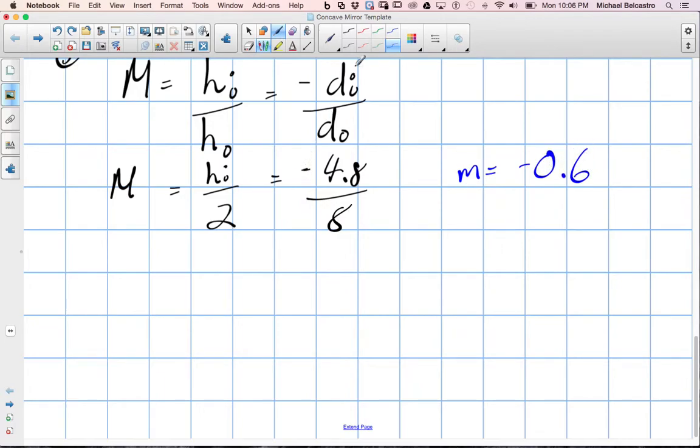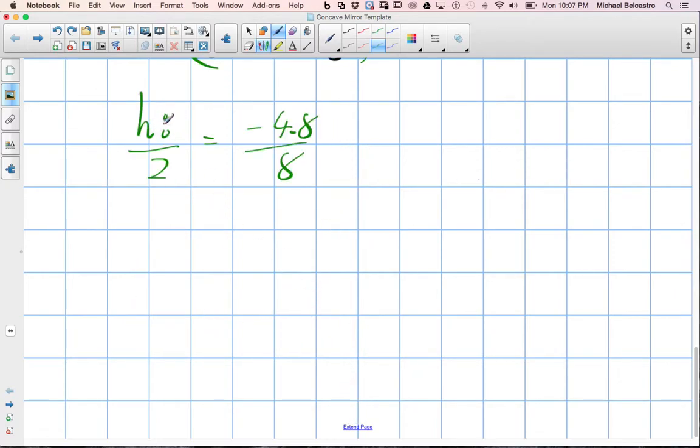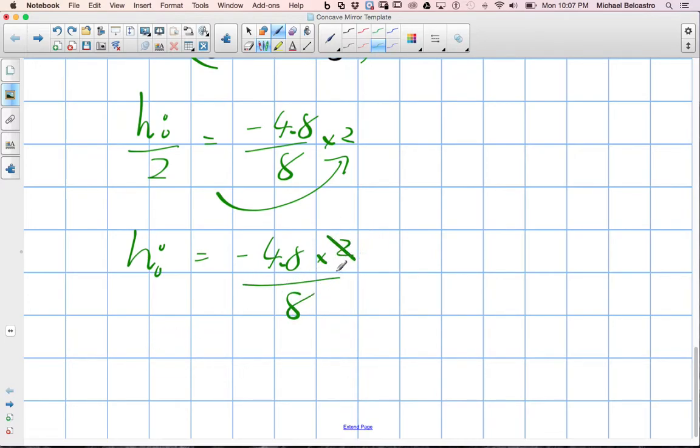Okay, and now let's focus on just the height of the image. So the height of the image over 2 is equal to negative 4.8 over 8. We can isolate height of the image by just bringing the 2 over and multiplying this side by it. The height of the image is then equal to negative 4.8 times 2 divided by 8. And there's a couple ways you can go about doing this. I can actually just cancel these out and make that a 4. Think of it like 2 divided by 8 gives us a 4. However you want to go about that is fine.